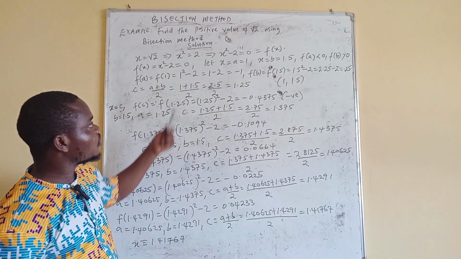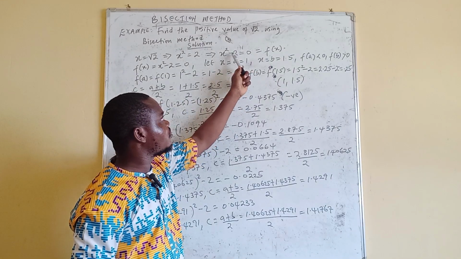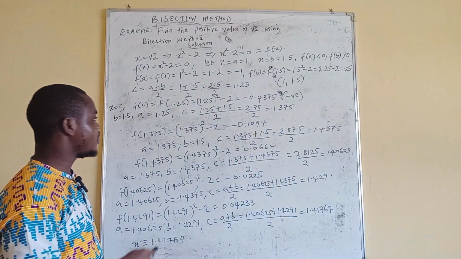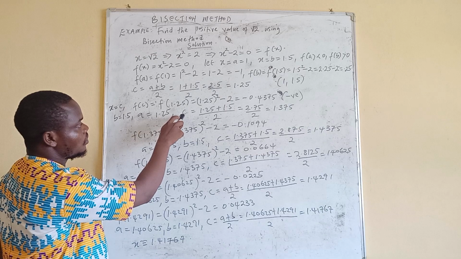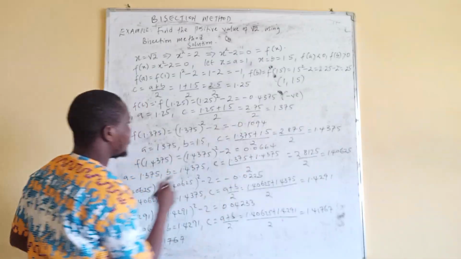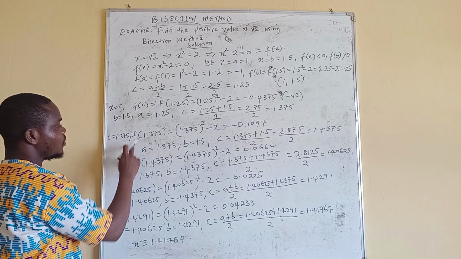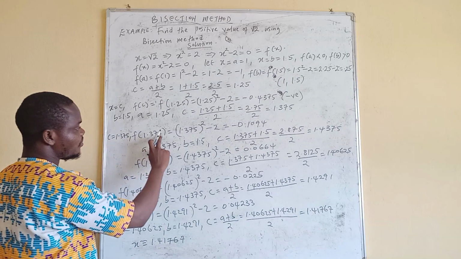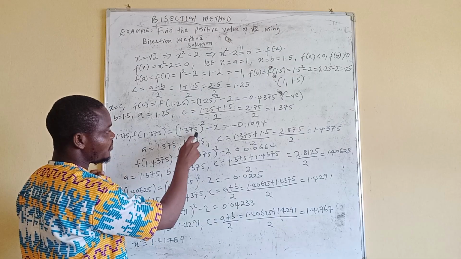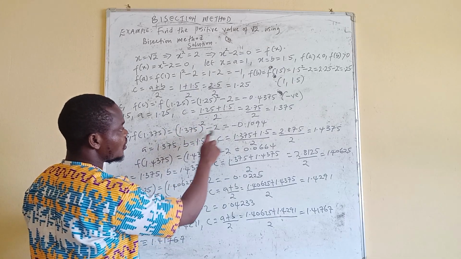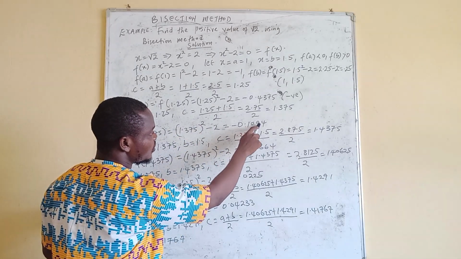We now go back to the original function where f of x equals x squared minus 2 equals 0. We now replace our c by 1.375. So f of c is the same as f of 1.375, which equals 1.375 raised to the power of 2 minus 2. Now that gives us minus 0.1094.